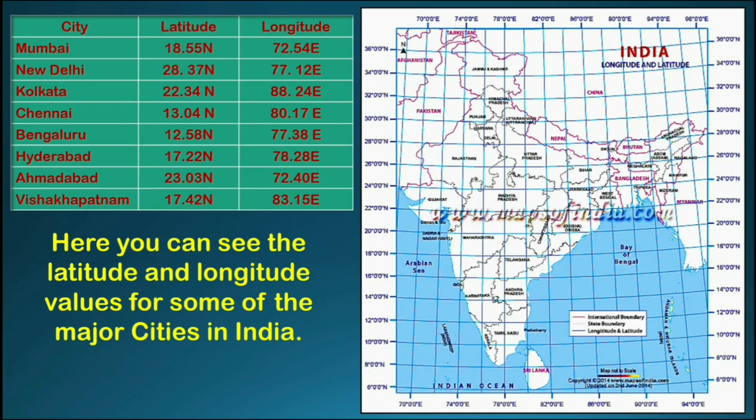Here you can see the latitude and longitude values for some of the major cities in India like Mumbai, New Delhi, Kolkata, etc. And if you have an atlas with you, you can cross-check whether the latitude and longitude values are the same or not. Here I have used the Oxford School Atlas, which is an Indian version.